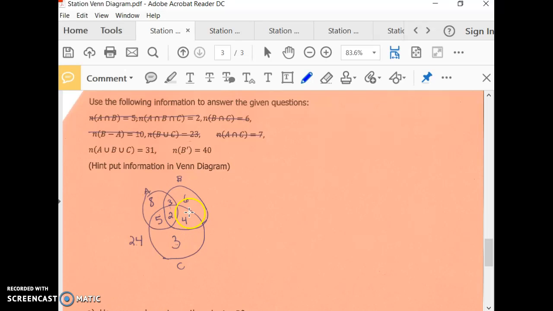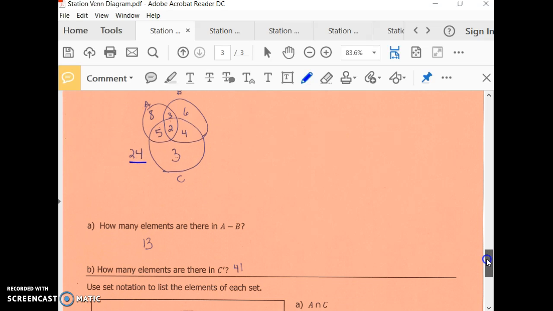I have all of that information, so I just have to get myself the 3 right there. Here's the thing. Everything total has to equal 31. If I have all of this, then that 23, that's an 8 value. And then the complement, everything outside of B has to give me 40, and that's where I get the 24. So then A minus B, here's A, take away B. 8 plus 5 is 13. And C complement, everything on the outside of C, which will give me 30, 38, 41, which is that.